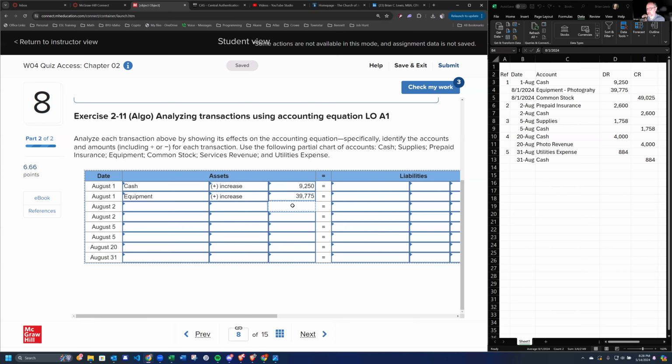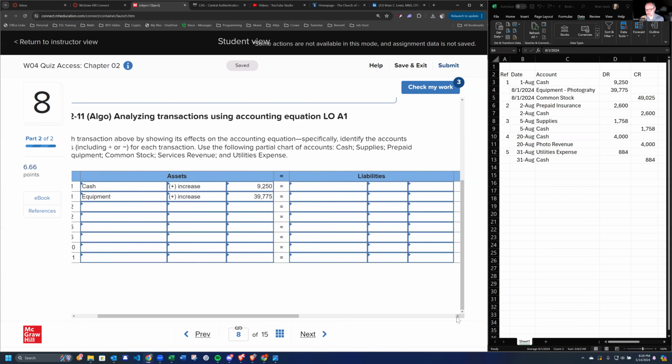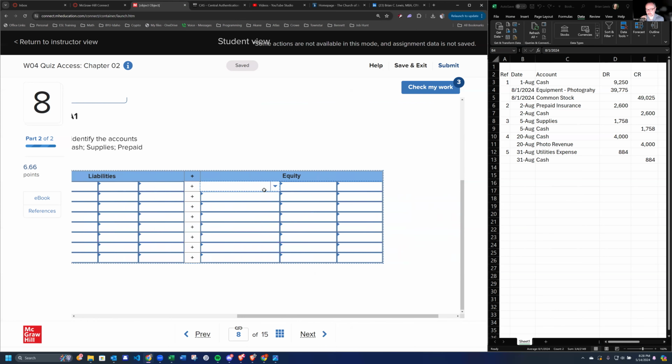Okay, brilliant. And we should also have on the equity side, if we scroll all the way over, we have equity, and we should be able to do here common stock, and it should be an increase, and it should be for 49,025. Okay, so that's that one.